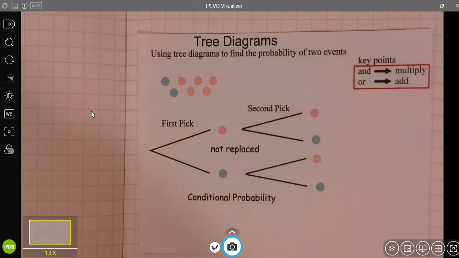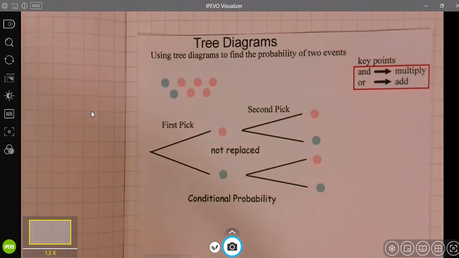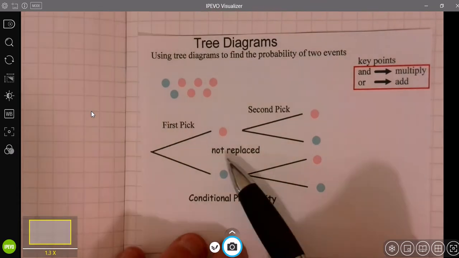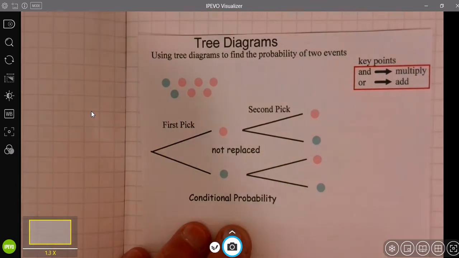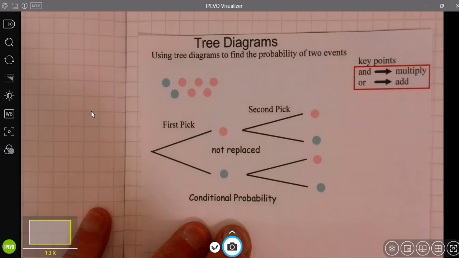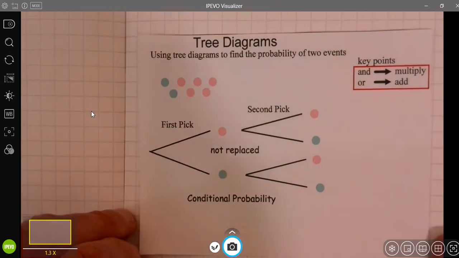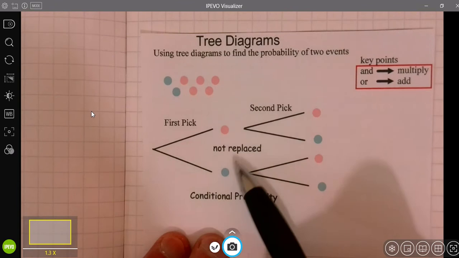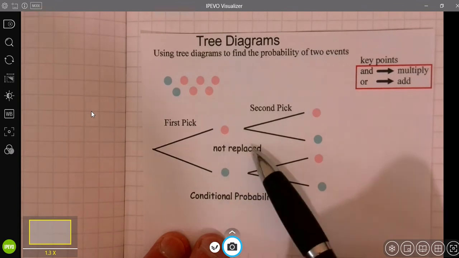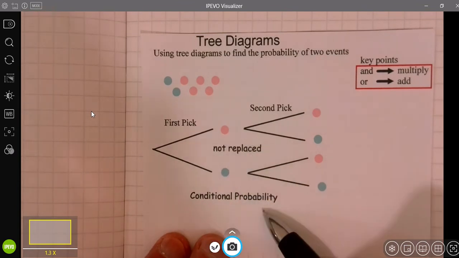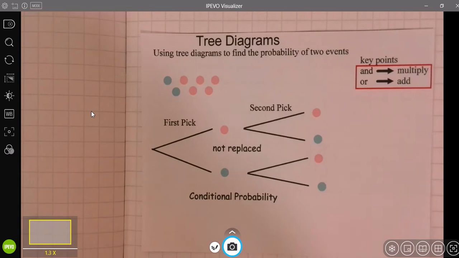So we're going to do some more tree diagram work, but this time with an essential difference. The difference is that we're not replacing, okay? Not replaced. So let's have a little look and see what the difference is. If you remember this one from last time, we worked through it, but it was replaced at this point. This is called conditional probability. Everything else is essentially the same about it.